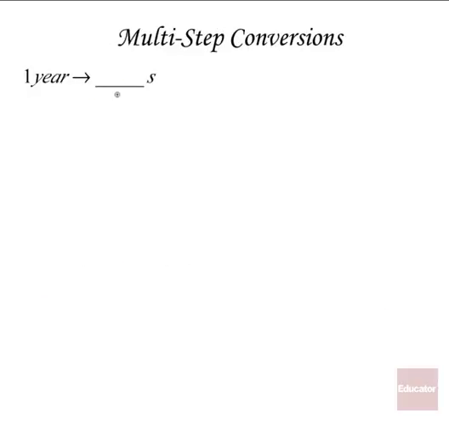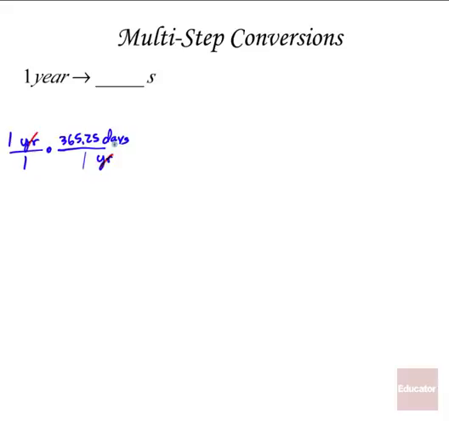Let's take a look at a multi-step conversion. One last unit conversion problem. Let's see how many seconds are in 1 year. I have no idea, but it's kind of a fun problem to take a look at. Let's start with 1 year. We'll make that as a ratio. And I don't know how many seconds are in a year, but what I do know is that there are 365¼ days in 1 year.